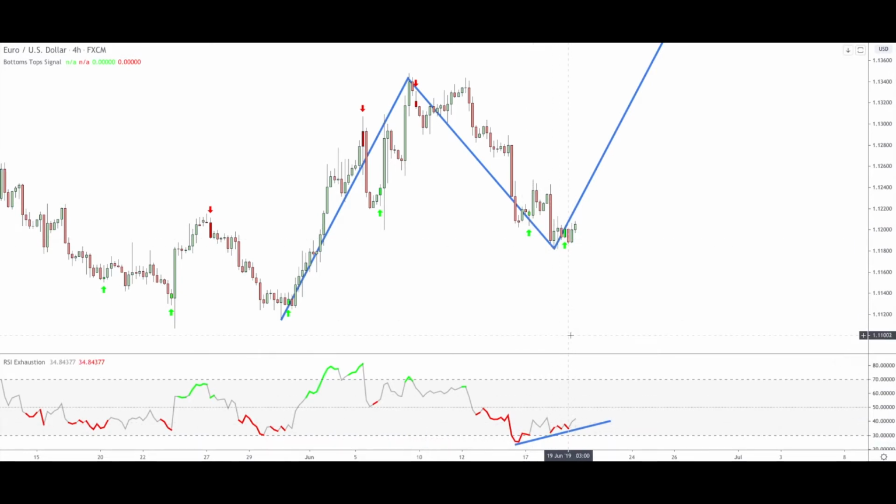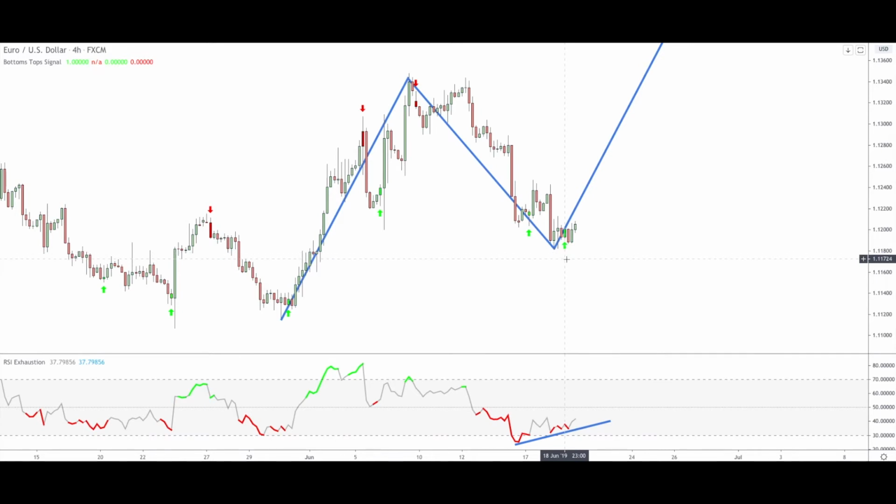The second rule is to have the RSI exhausted so that it is red, and this is the color that our RSI exhaustion gives to the RSI. So that's the extra information that you get with the RSI exhaustion. It is exhausted because you see that it's red down here, and also it is red when we got this bottom here. And the bottom is the third rule.